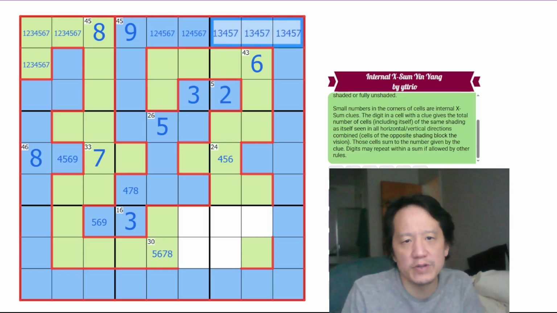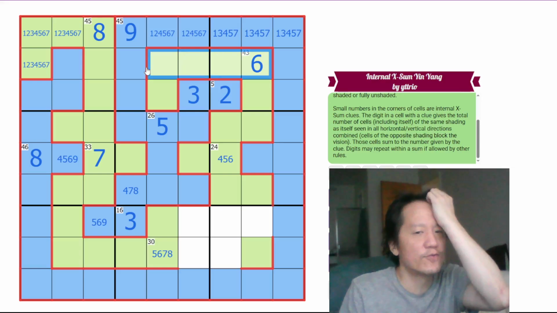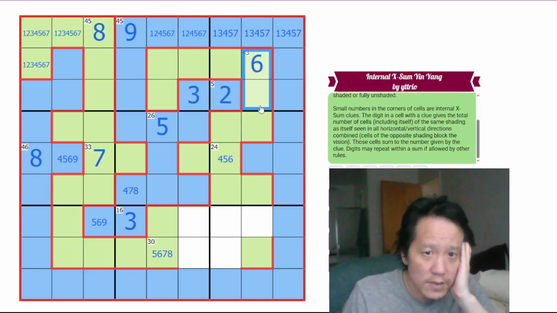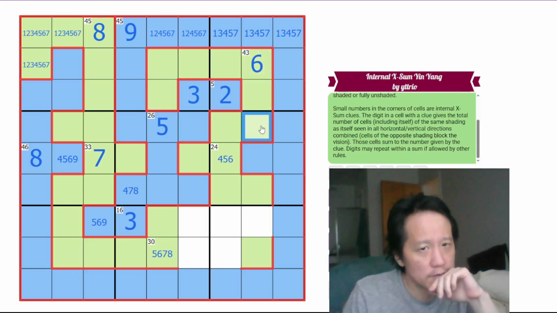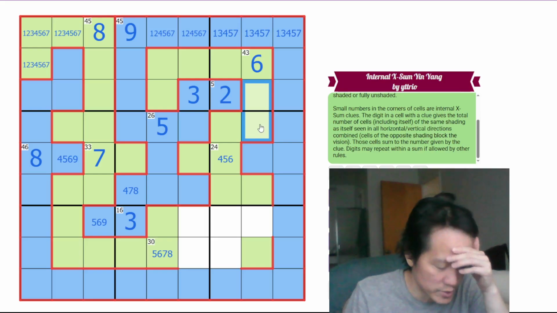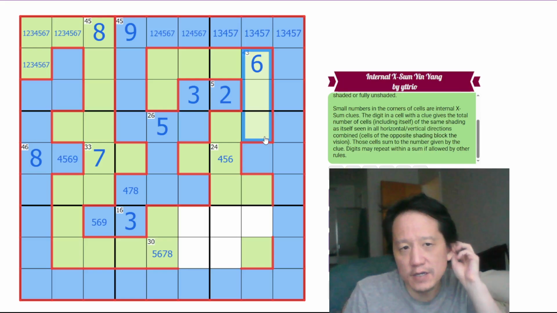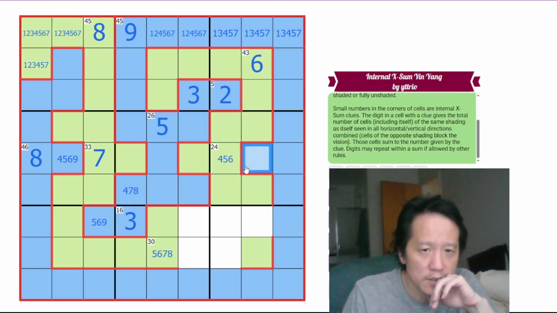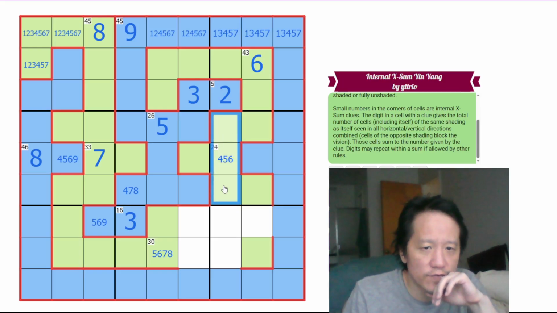6 cannot be here. To add up to 43, you need... You have at minimum 8, 9 on one side. So that would be 6, 8, 9. This 6 cannot be 6 here. This sees 4 at least. It could be more.